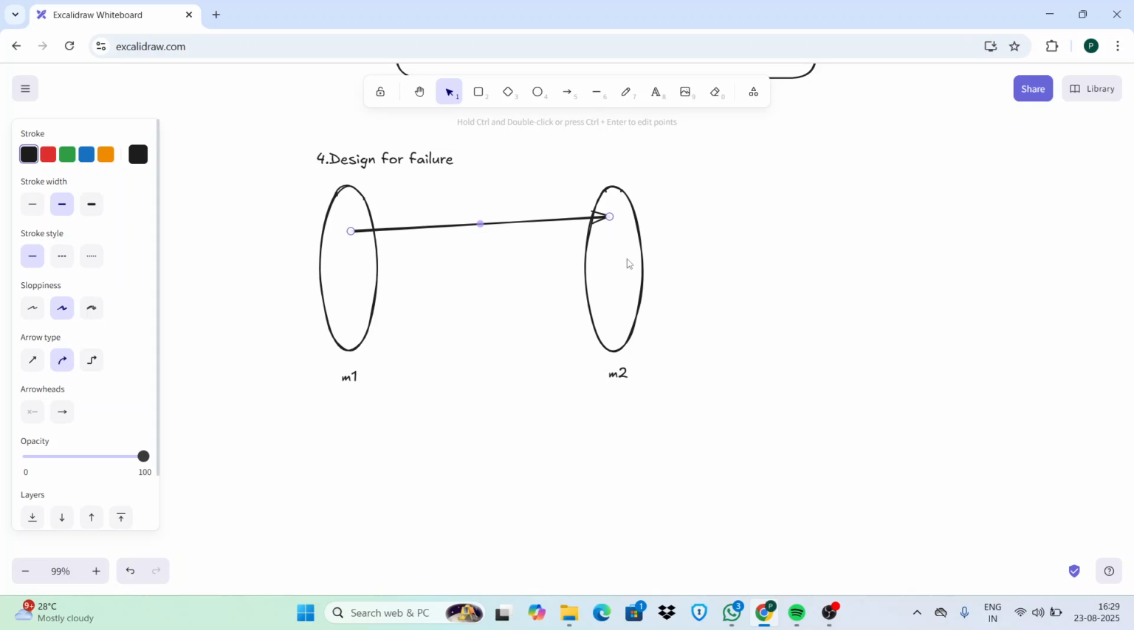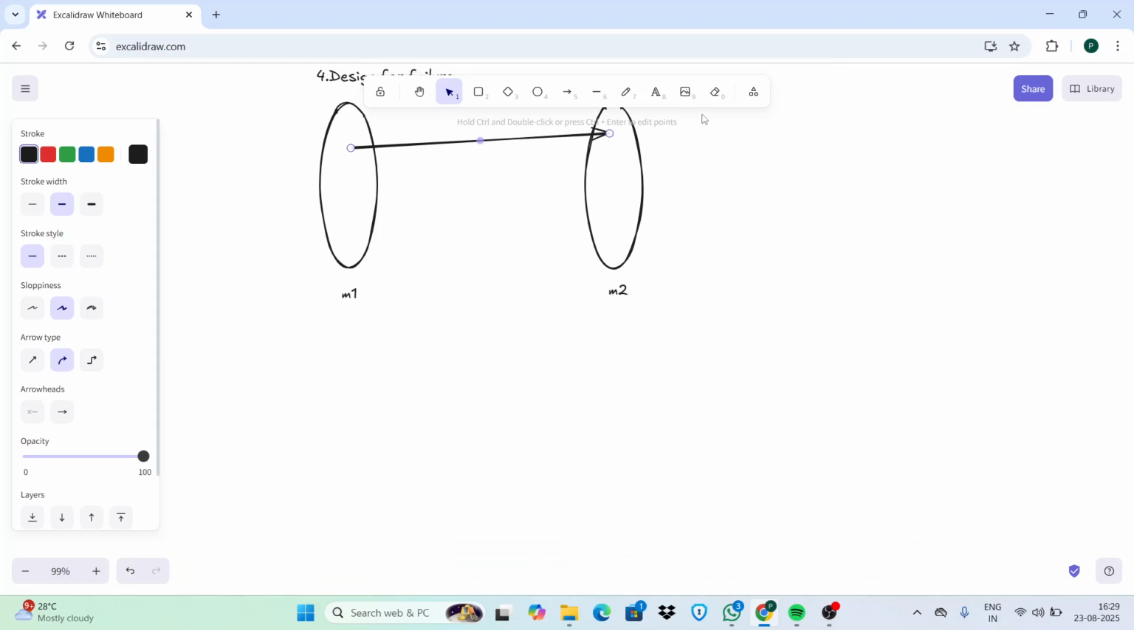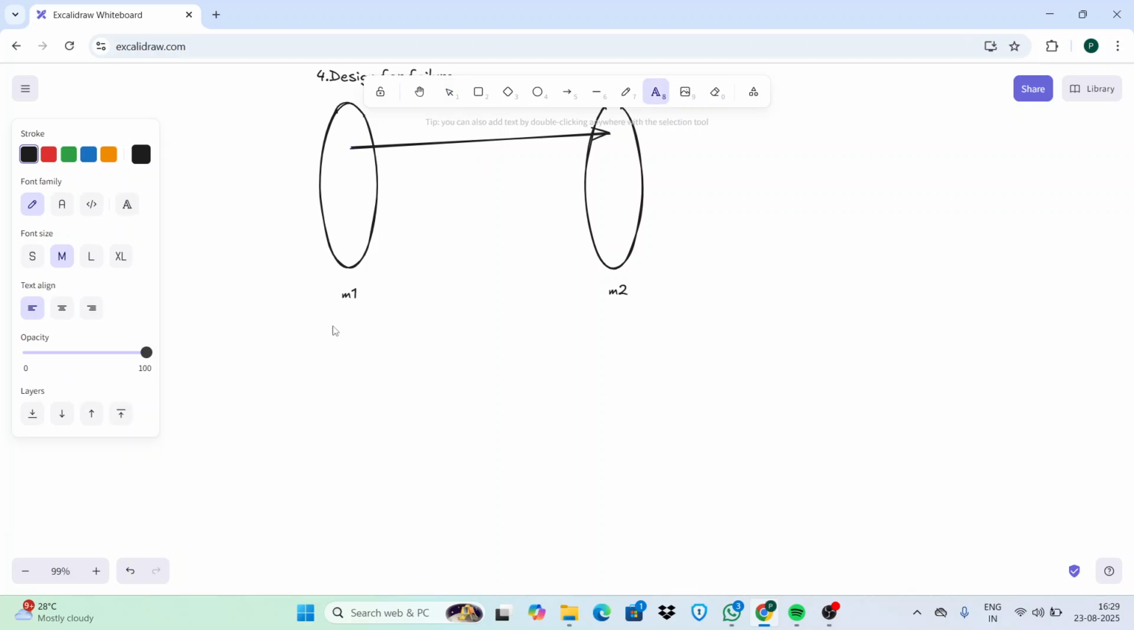So how to achieve this? In this principle, there are fault tolerance mechanisms.